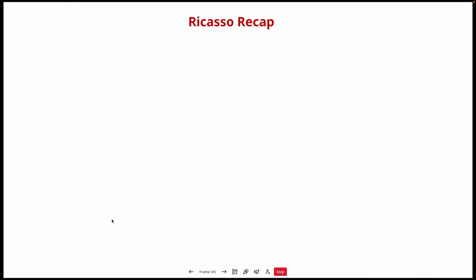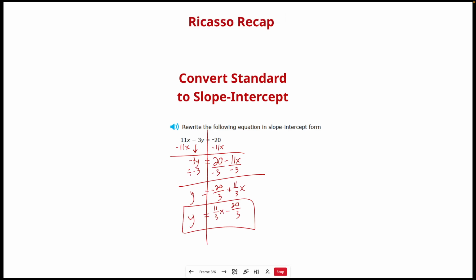All right, your Ricasso Recap starts now. Here are the things you have to know before you start this lesson in 30 seconds. You should already know how to convert standard to slope-intercept form, so similar to this problem that you see up on the screen. If you do not know how to do this, I will link a refresher video in the description below. Please go watch that before you start this lesson. All right, new lesson starts now.